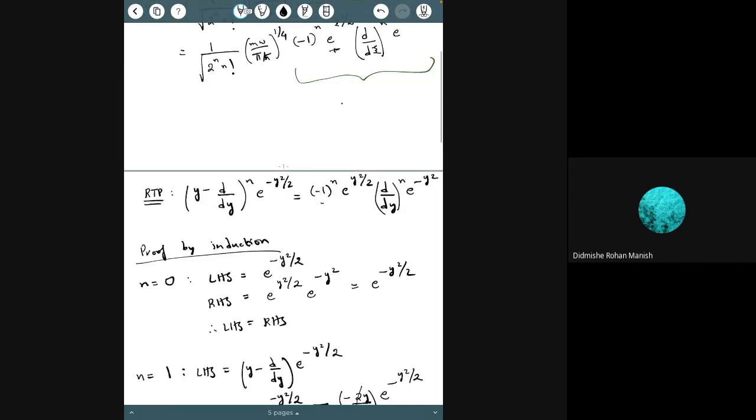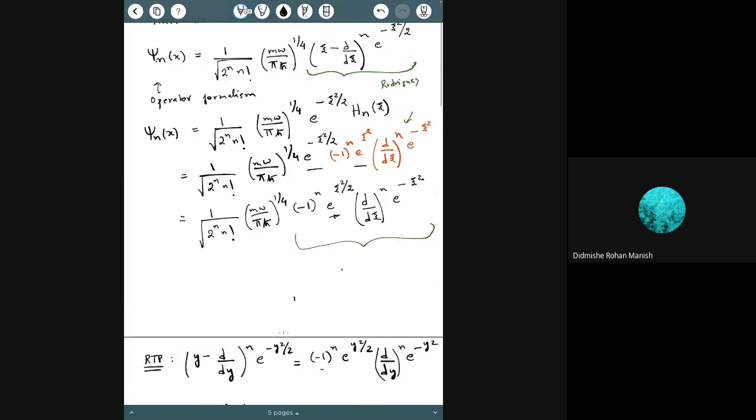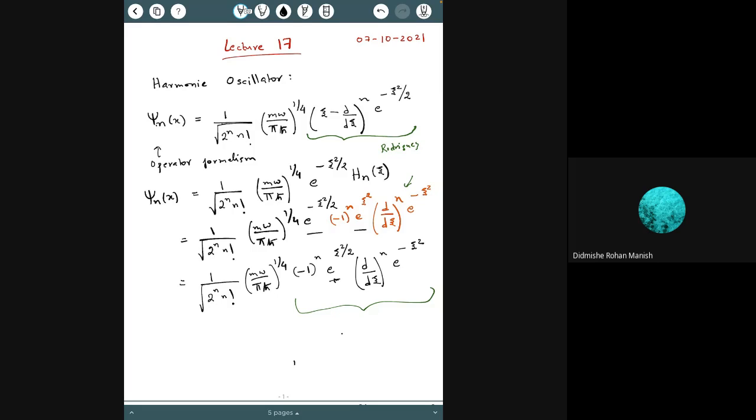And then if you put it back, of course, here, then we show that the general form of the wave function obtained from the operator formalism and from the Hermite polynomial solution, they are the same. On that, if you don't know that symbol, that script letter minus d by d script letter, that is the A dagger operator.